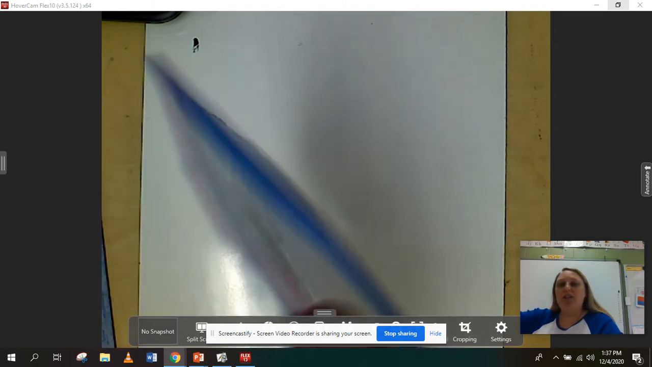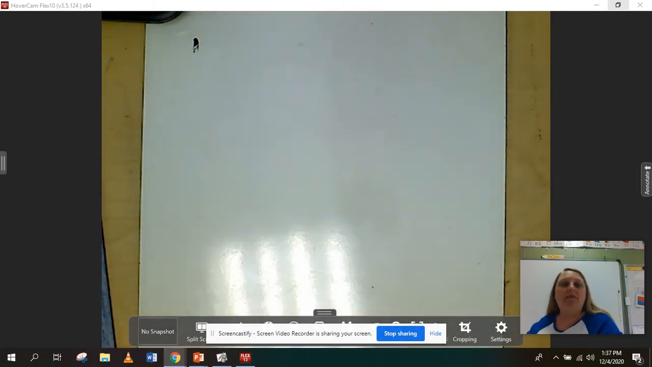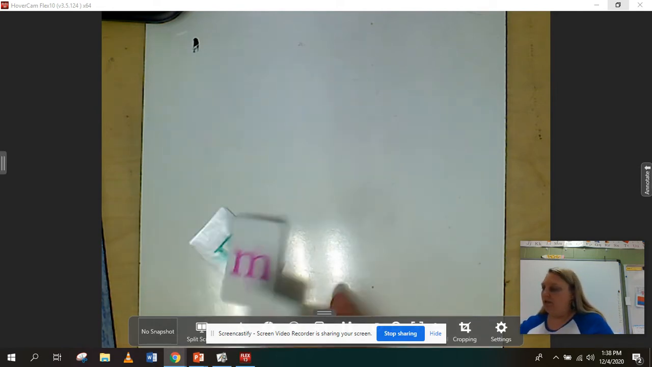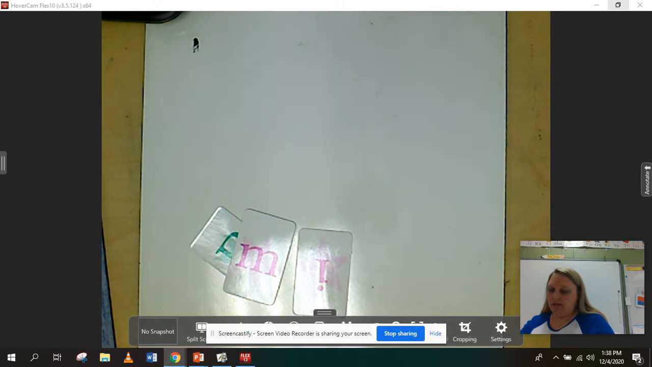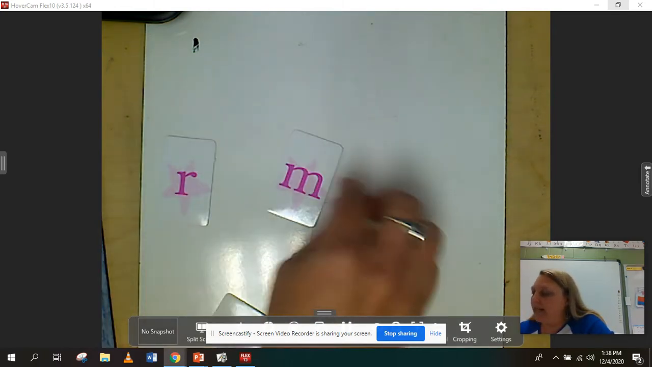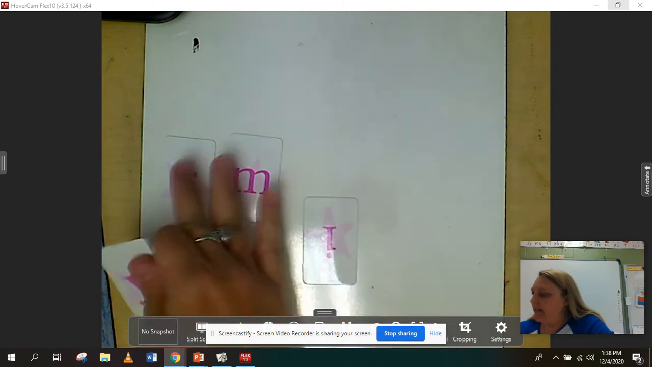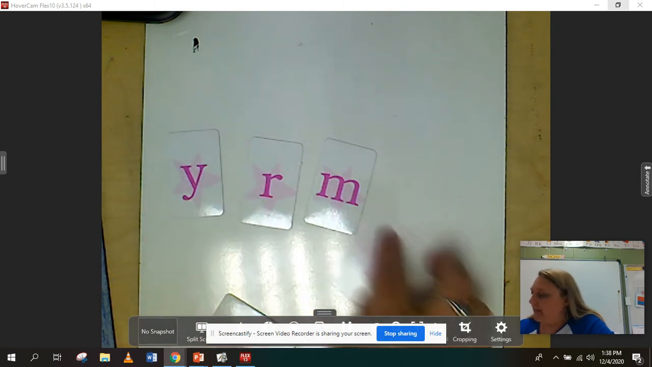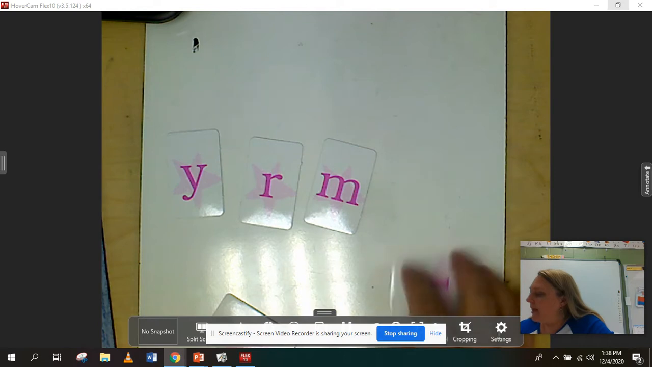So what I want you to do is reach into your bag and grab any 5 letter tiles. Doesn't matter what they are. 1, 2, 3, 4, 5. All right, and I'm going to spread them out and turn them all over to the lowercase side. I have a Y, an R, an M, an I, and a V.